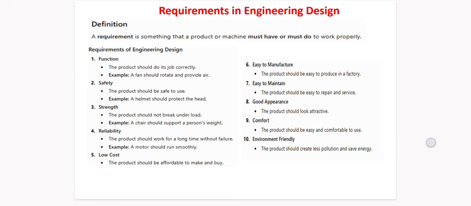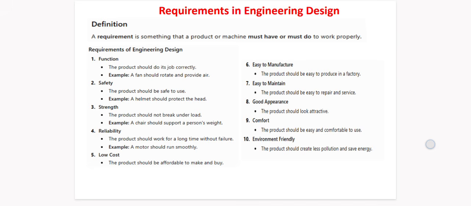Next one is physical or dimensional requirement. These specify the physical limitations, for example length, width, height, diameter, weight, mounting dimension, available space. Based on this, we can go for dimensional requirement. For example, if a component has to fit inside a machine housing, its maximum dimensions become an important requirement.